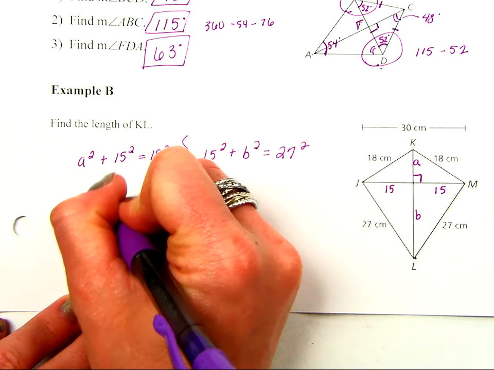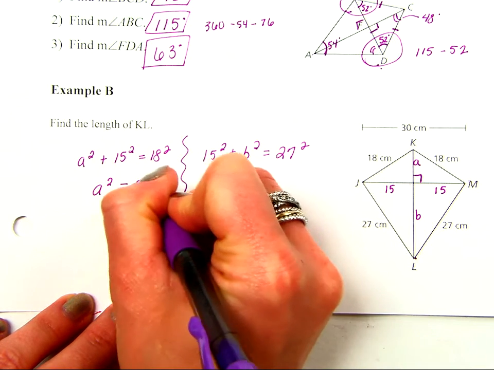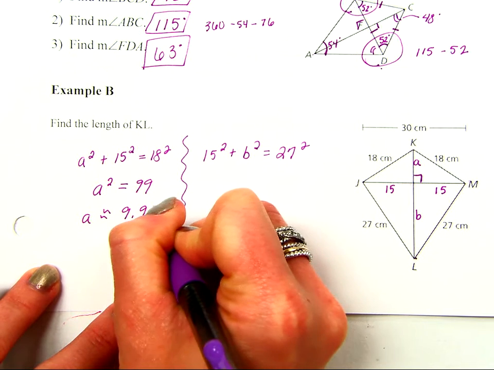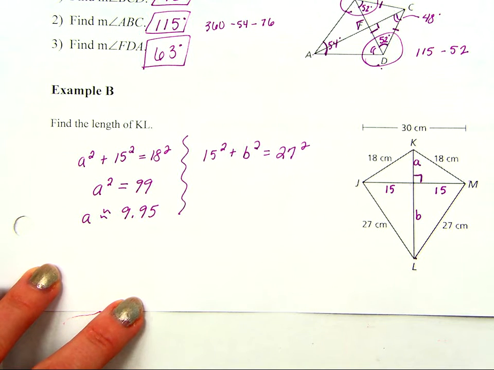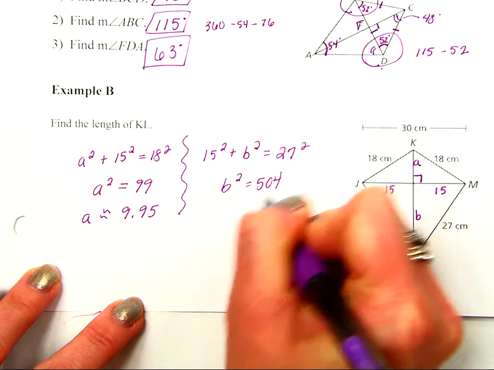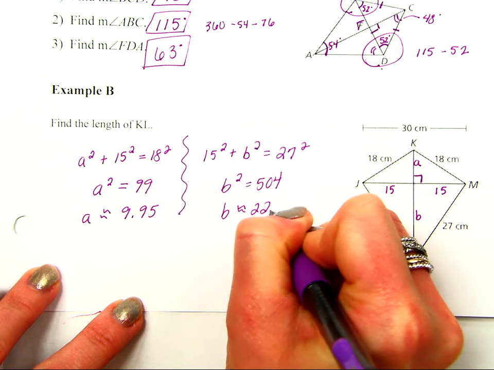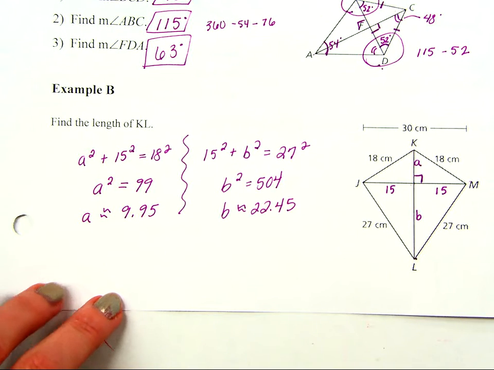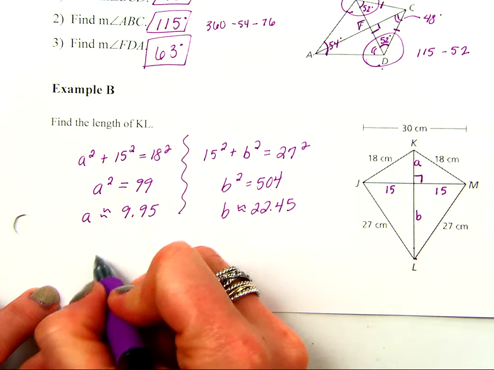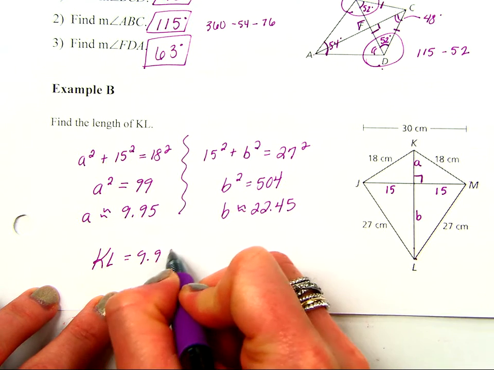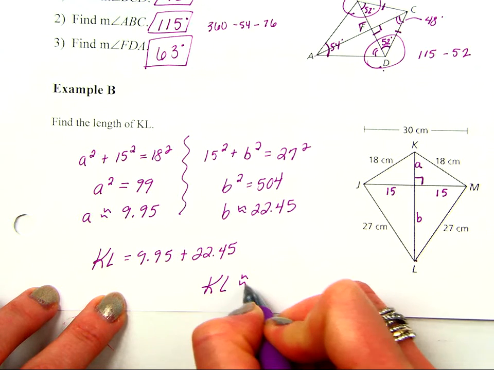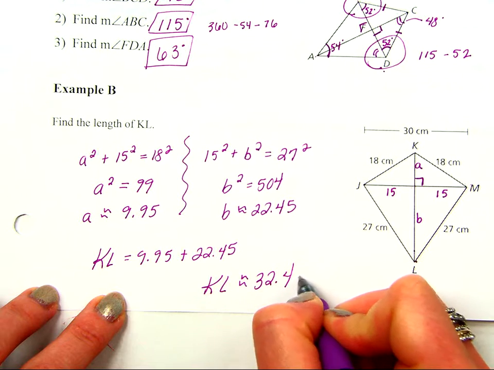Now solving here, we're going to get that A squared is 99. I did go ahead and work with my decimals. So I found out that A was about 9.95. Over here, B squared comes out to 504. So B was about 22.45. And in the end, I know that my length of KL, I can simply add those two together. Right? KL, 9.95 plus 22.45. And so we find out that it is about 32.4 centimeters.